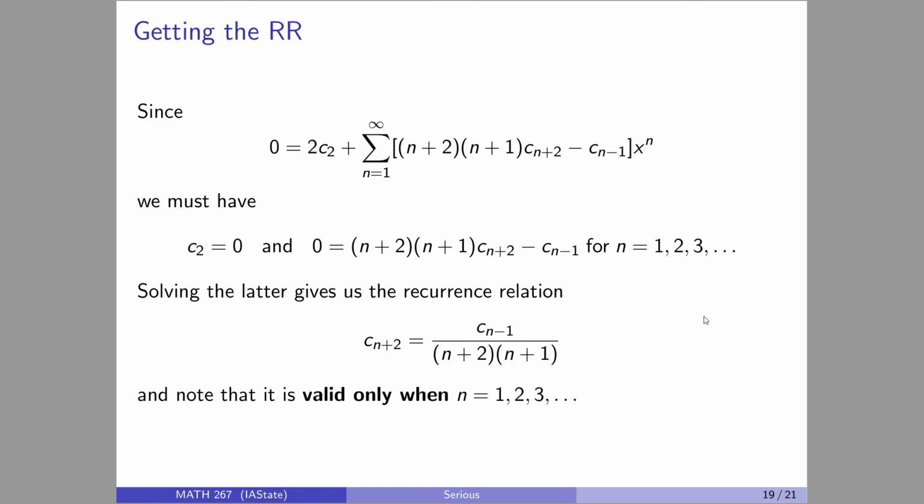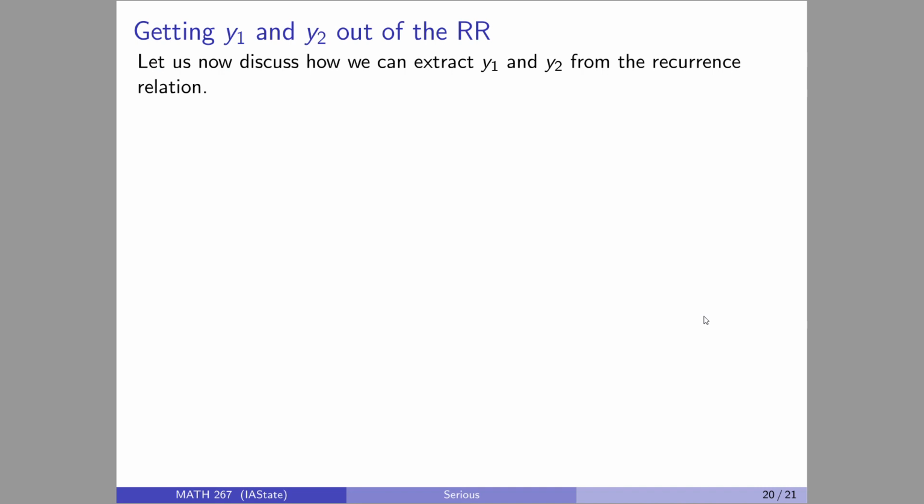Okay, now that we've got that, we want to figure out something. This is a second order DE, which means it has two linearly independent solutions, y1 and y2. So how do we get that from the recurrence relation?